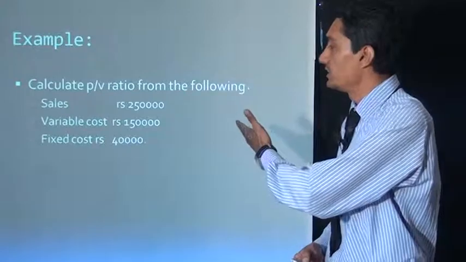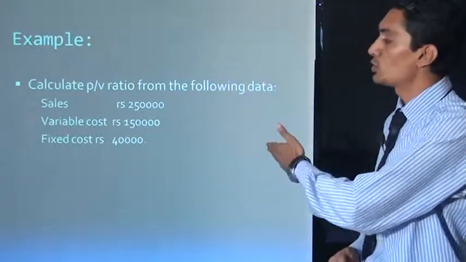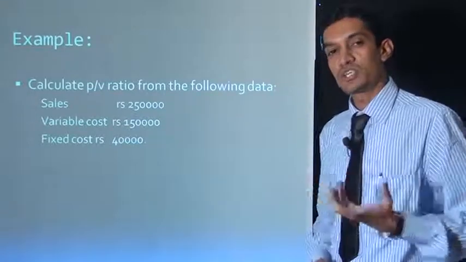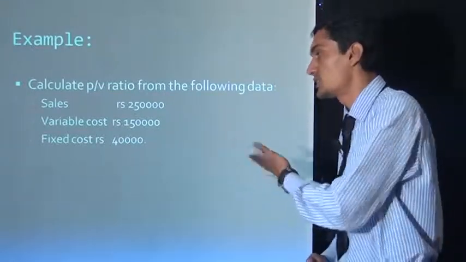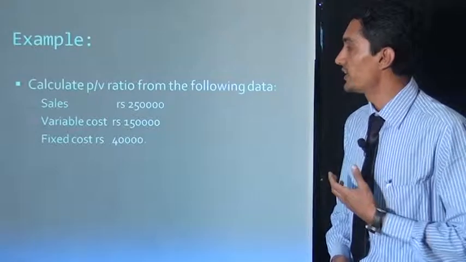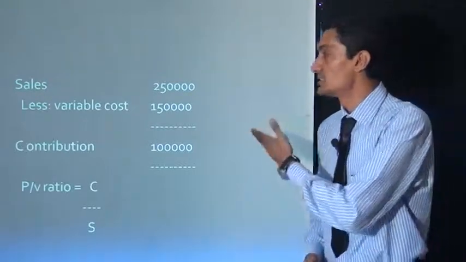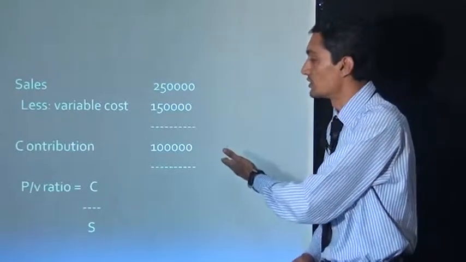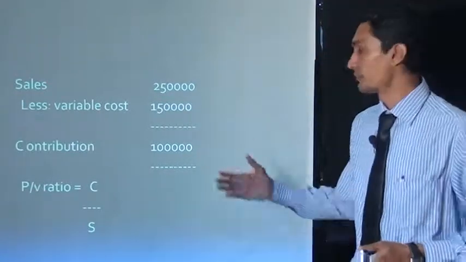Sales are 2,50,000 and variable cost is 1,50,000. So we can get the contribution: 2,50,000 minus 1,50,000, so the contribution is 1 lakh rupees. Fixed cost is 40,000 rupees.